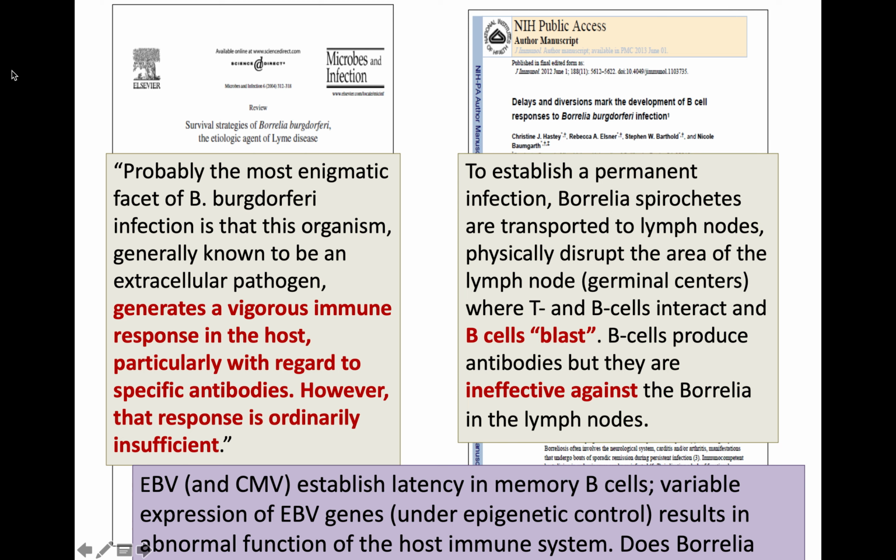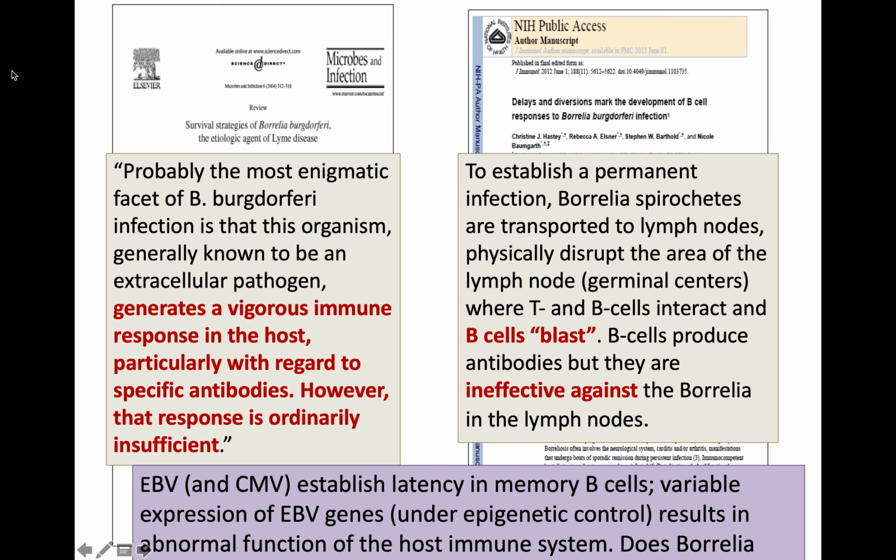Anyhow, this last slide here is going to be on the bacteria that causes Lyme disease, Borrelia burgdorferi. So usually these pathogens are extracellular. Once they are introduced into the host, they live outside of the host cells. And they initially will generate some type of immune response. But the response isn't very sufficient. It doesn't kill these bacteria.